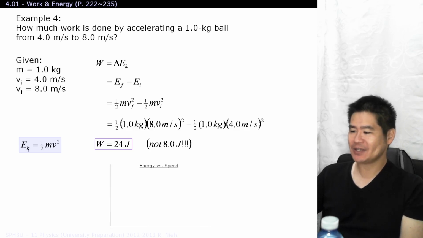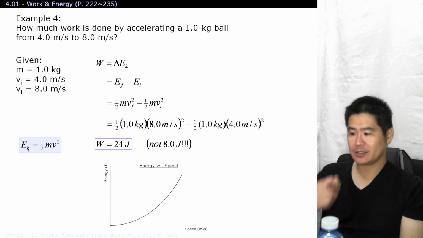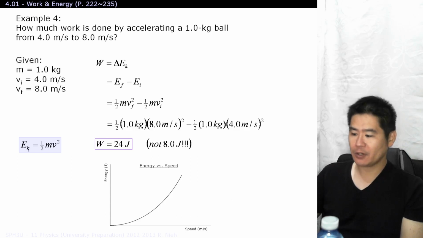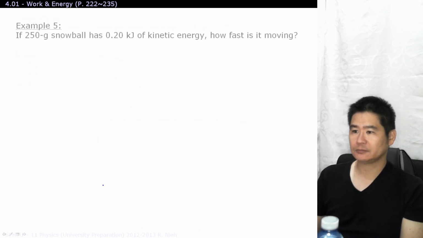Another way of seeing it is taking a look at energy and speed as a graph. You'll notice that it does create this quadratic correlation. And what you're effectively doing is looking at the difference between Ei and Ef, and that's the work that you're doing. So that's why you've got to calculate what your Ei is and what your Ef is and subtract the two.